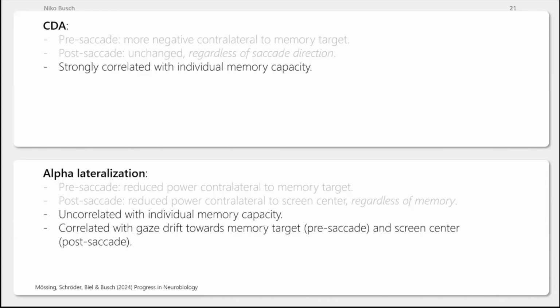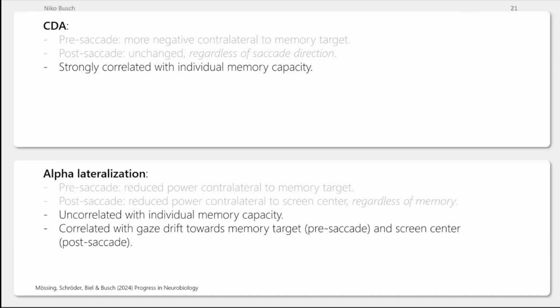And then the gaze starts to very slowly, very slightly drift back towards the screen center. In terms of visual degree, this is a tiny effect. We're talking about maybe 1/10 of a degree of visual angle, but it is very consistent. And the stronger this drift, the stronger alpha lateralization is back towards the screen center. So the conclusion seems to be that at least after the saccade, alpha lateralization isn't really involved in the maintenance of short-term memory.